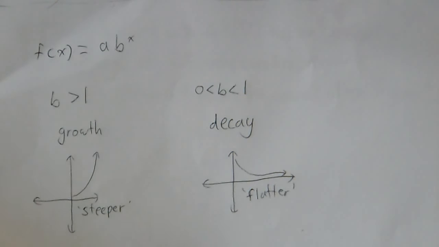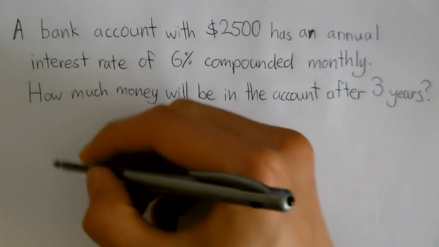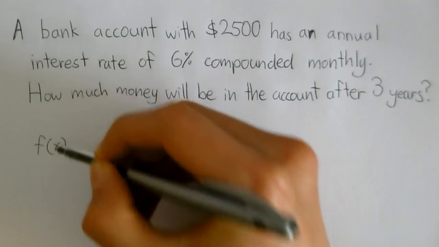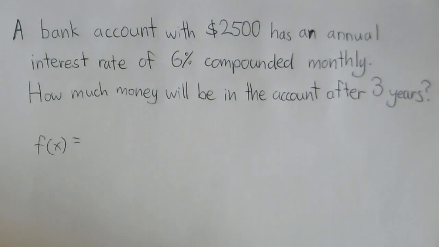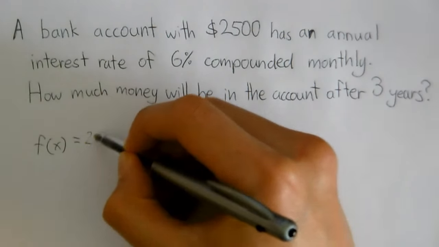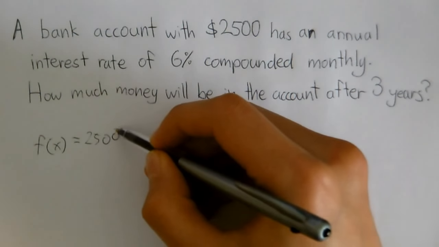Now let's try an example problem. A bank account with $2,500 has an annual interest rate of 6% compounded monthly. How much money will be in the account after 3 years? So we need to find the total amount after 3 years. First, the initial amount is $2,500. Next, we need to find the rate.